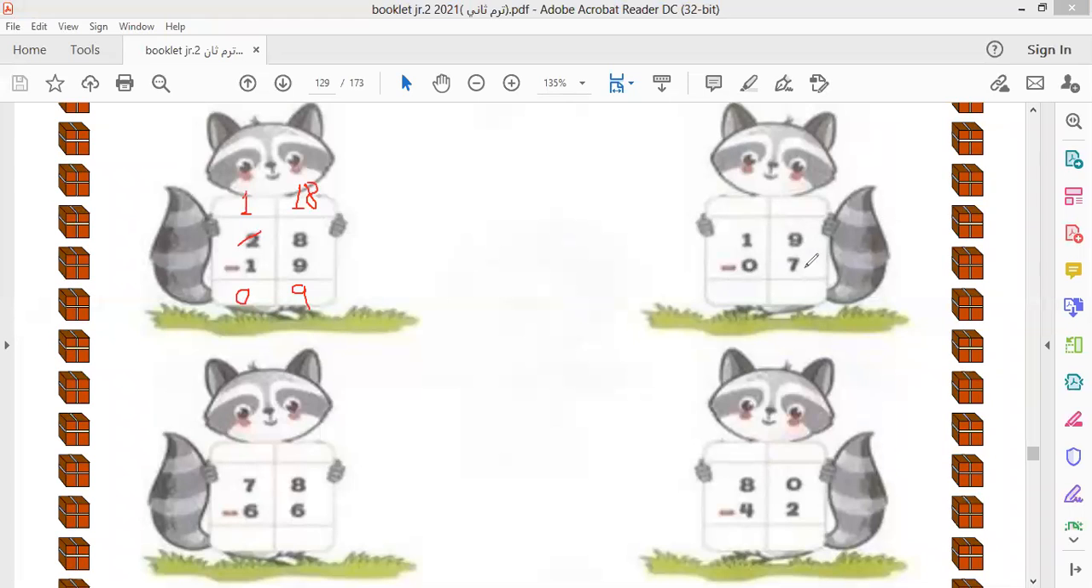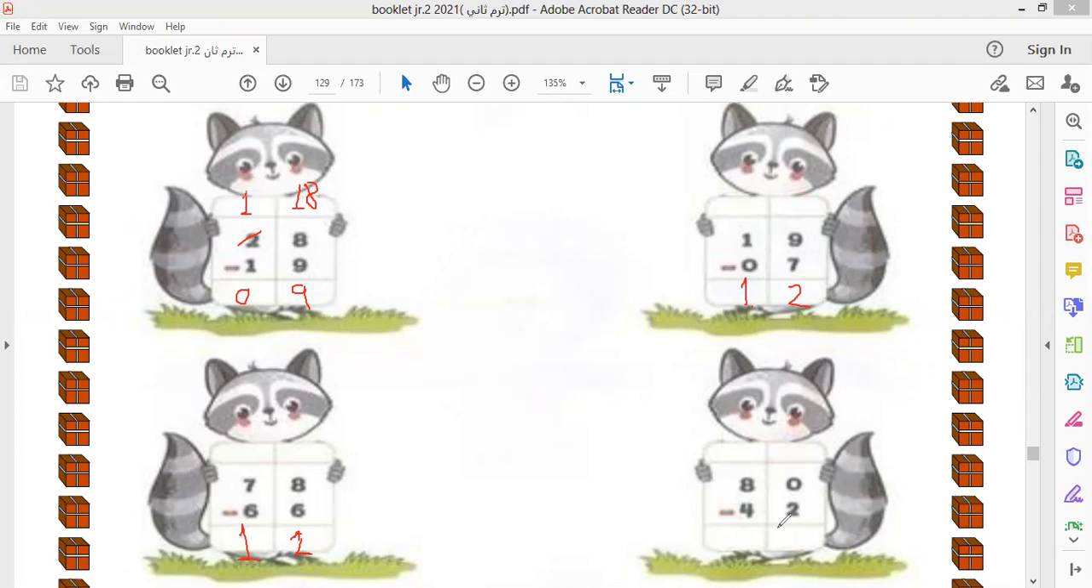19 minus 7, 9 minus 7 equals what? Equals 2. And 1 minus 0, 1. 78 minus 66, 8 minus 6 equals 2. And 7 minus 6 equals 1.